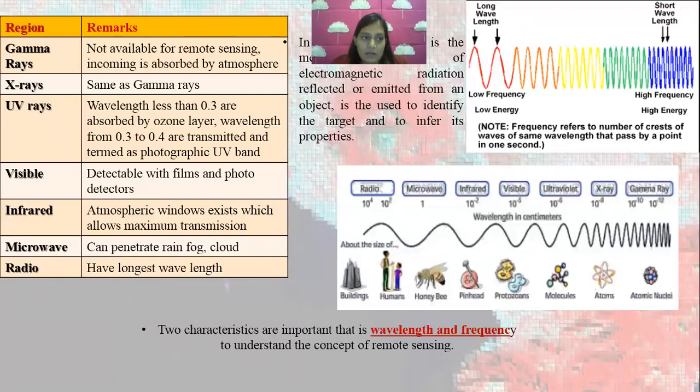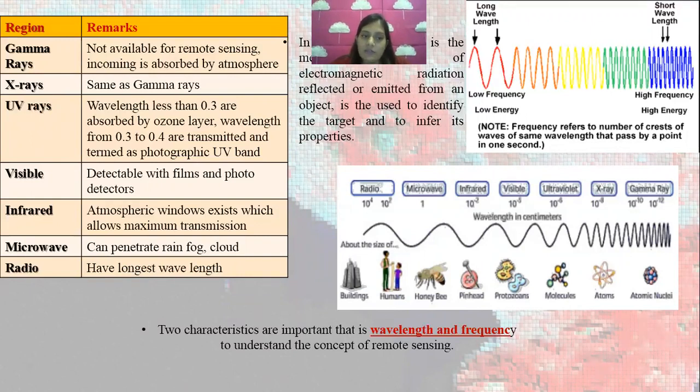The first one is gamma rays. What are gamma rays? They are not available for remote sensing. The incoming radiation is absorbed by the atmosphere. The rays coming from any source of illumination are absorbed by the atmosphere, so finally we are not getting those waves. X-rays are the same as gamma rays.